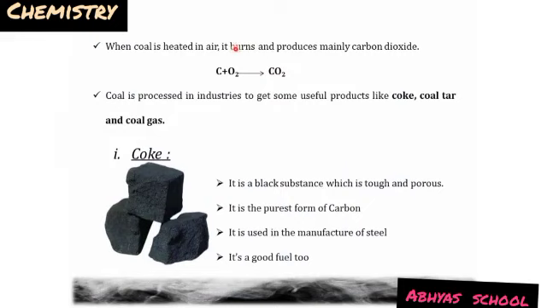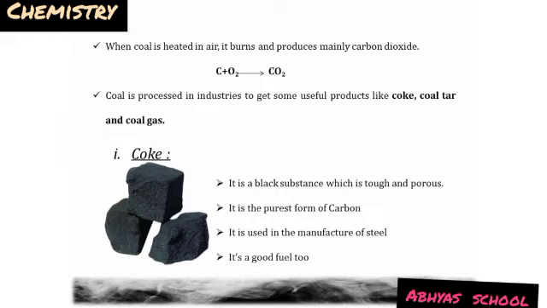Now let's see what happens when coal is heated in air. When coal is heated in air, it burns and produces carbon dioxide. And when coal is heated in the absence of air, it forms a number of products. That process is called destructive distillation. Some of those products are coke, coal tar and coal gas. So let's discuss each of these coal products briefly.